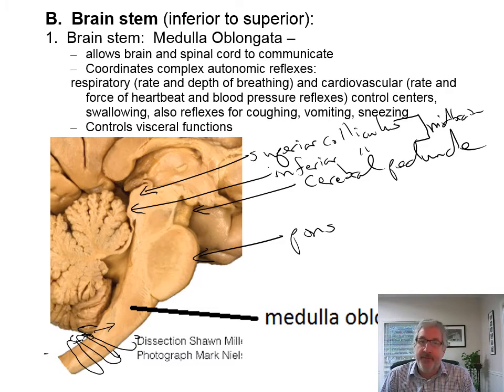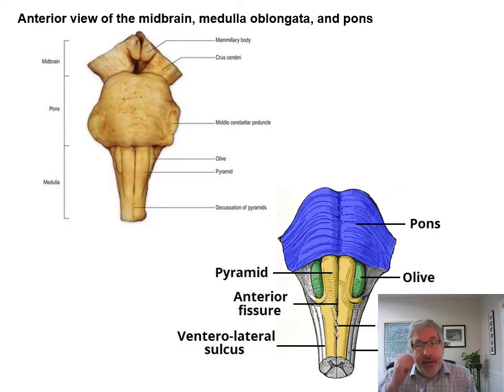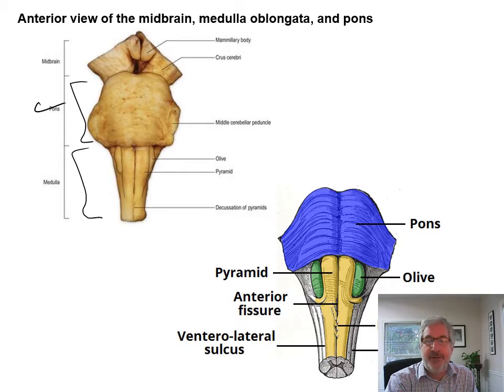Okay, next slide. I'll show you a picture of where those are. So next slide. Here's an anterior view of the midbrain, showing the pons here. So that's this region here. Medulla oblongata. A lot of times we drop the word oblongata. We just say the medulla.